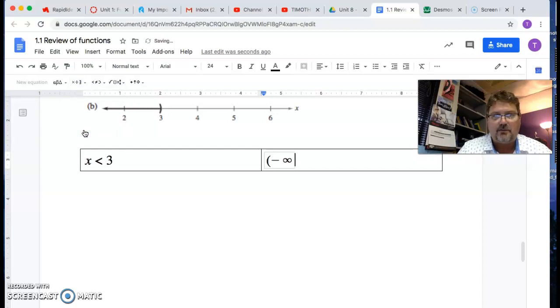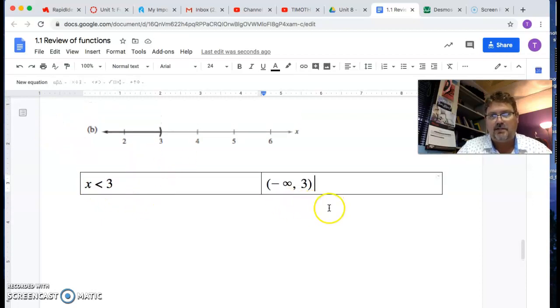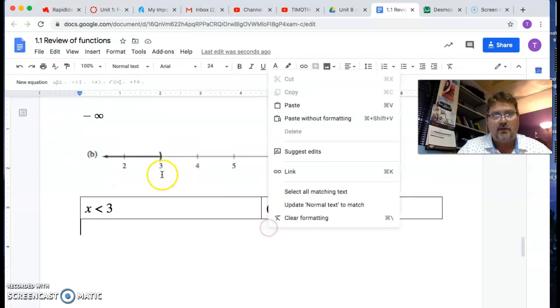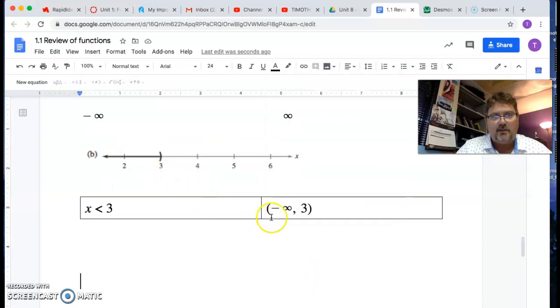And all you do is separate with commas. So negative infinity to 3, parenthesis. So that's this expression, this number line in interval notation. So we're reading from left to right. This inequality covers everything from negative infinity to 3, but not including 3.